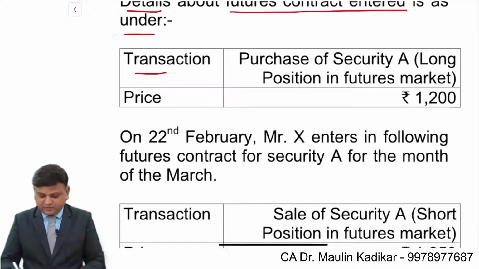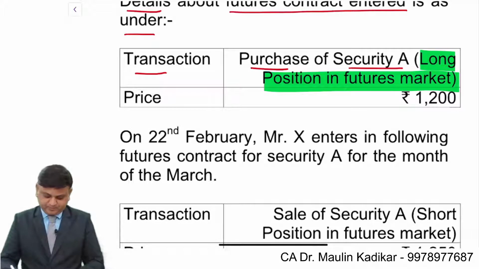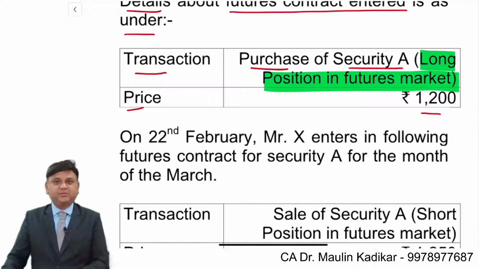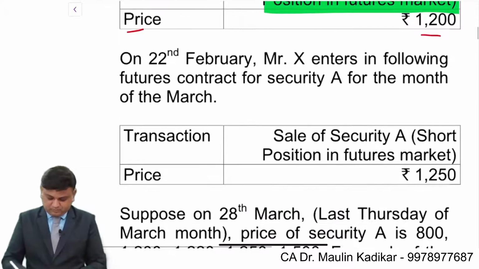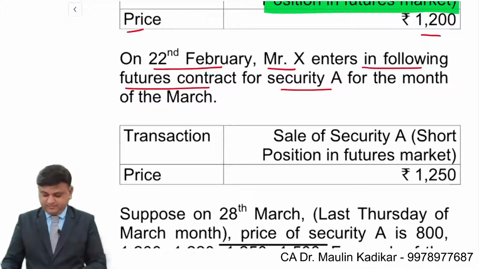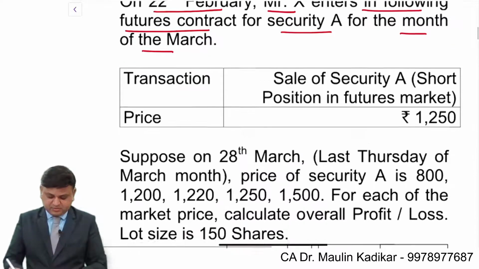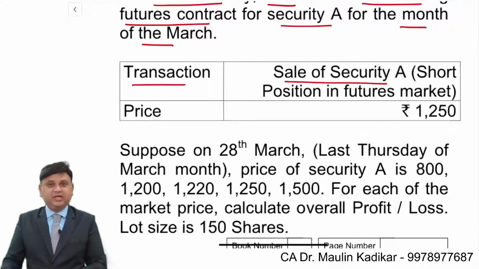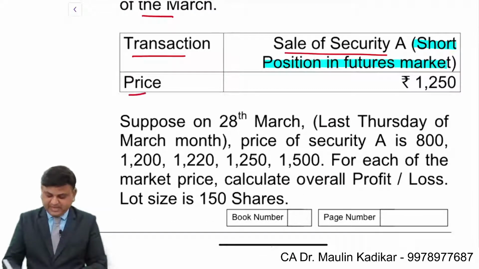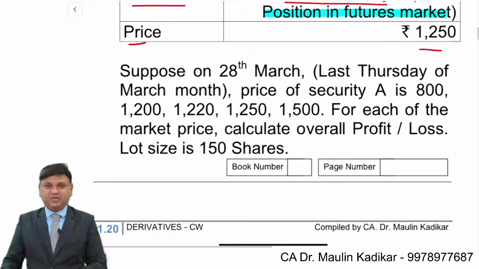The transaction of purchasing of the security A is given a technical name as the long position in the futures market. The price at which the transaction is entered upon is 1200. On 22nd of February, Mr. X enters into the following futures contract for the security A for the month of March. The transaction is sale of security A. It is given a technical name as the short position in the futures market. The price at which the transaction is entered upon is 1250.